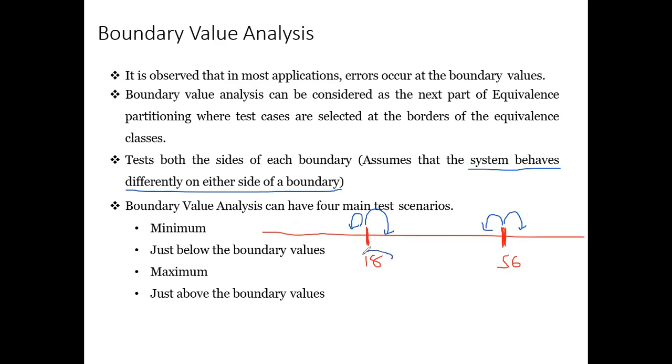For example, when we look at this boundary, if we select a value on this side, system should behave differently. If we select a value from this side, the output should be different. It is correct, right? Because if we select a value less than 18, system generates an invalid output or an error message. But if we select a value greater than 18, it should be less than 56, then the system generates a correct output. That's why here it says system behaves differently on either side of a boundary.